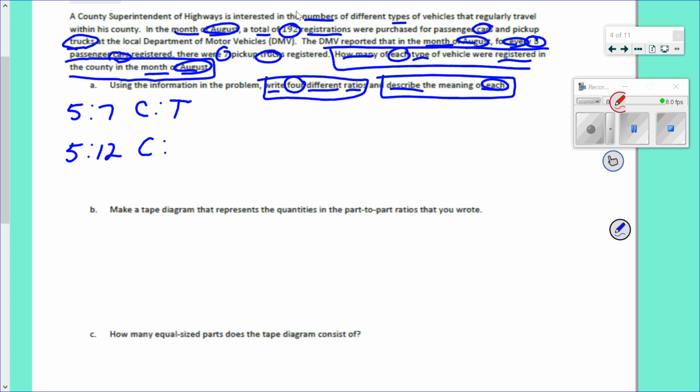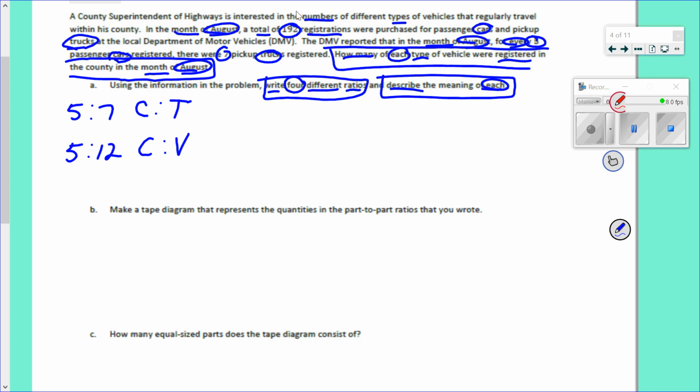I know. So let's use the word vehicles for that. Since they use the word vehicles, so we can say cars to vehicles, right? That would be a part to whole ratio. Okay, so that's 2 ratios. We need 2 more. Who will give me 2 more?